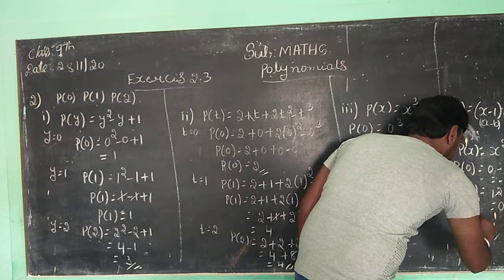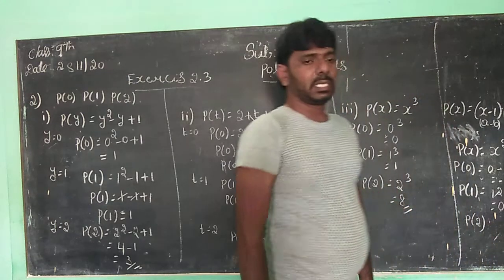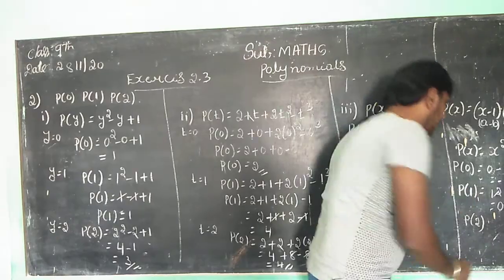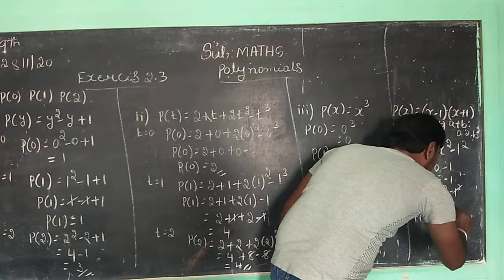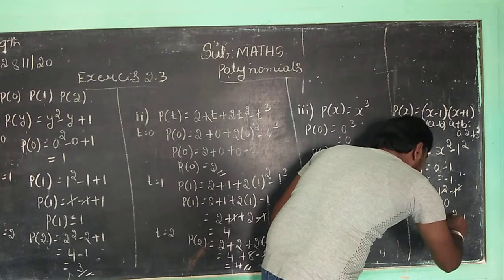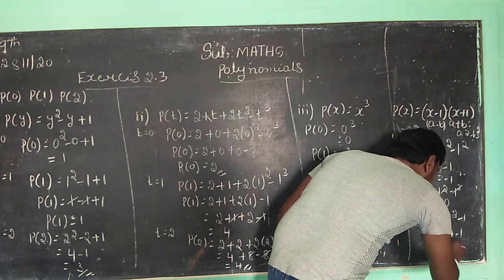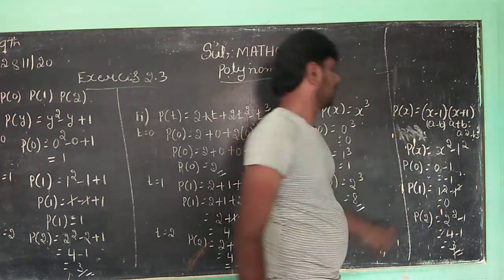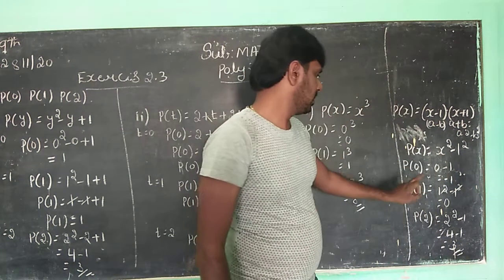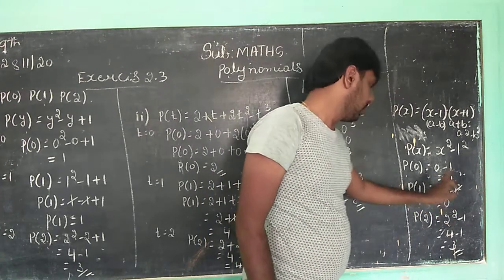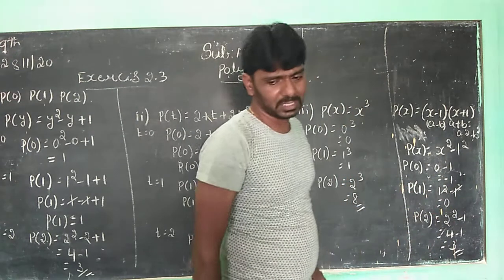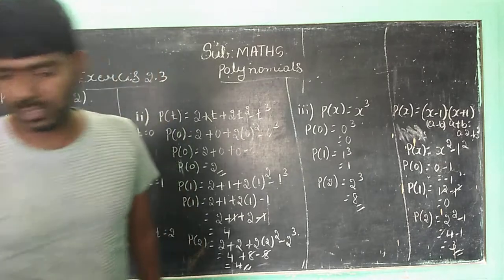Children, next we take the last one, p of 2. In x place we substitute 2 square minus 1 square, that is 2 square means 4 minus 1, which is equal to 3. Correct children? P of 0 is equal to minus 1, P of 1 is equal to 0, and P of 2 is equal to 3, children. You can understand this one?